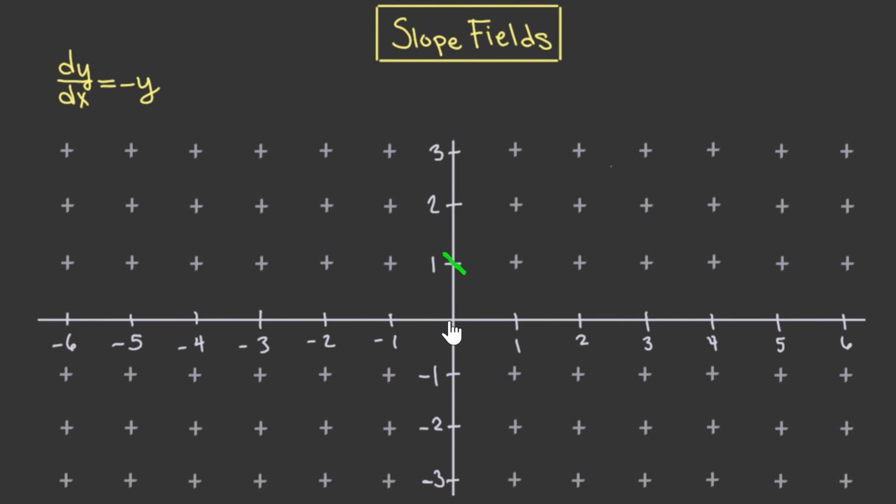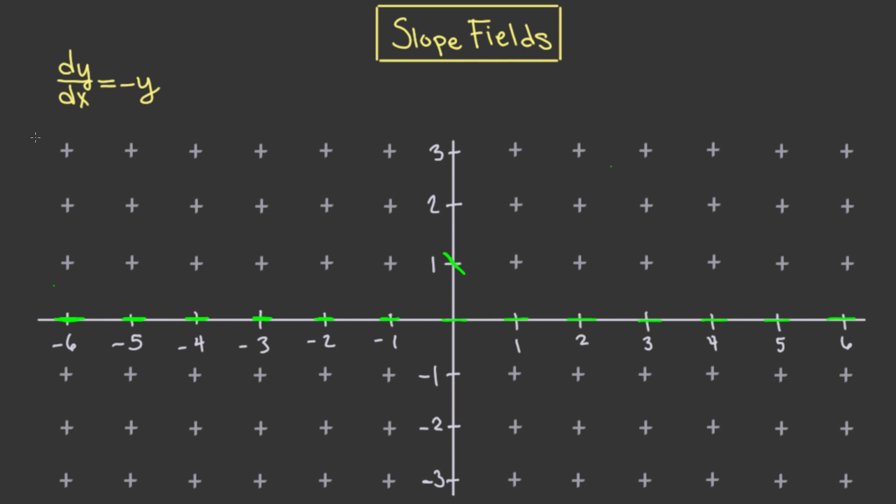So let's start at the origin. At the point (0, 0), the slope is 0. So I'll draw a horizontal line segment at (0, 0). And in fact, for any point along the x-axis, the y value is 0. So the slope is 0 there also. So I'll draw horizontal line segments at every grid point along the x-axis.